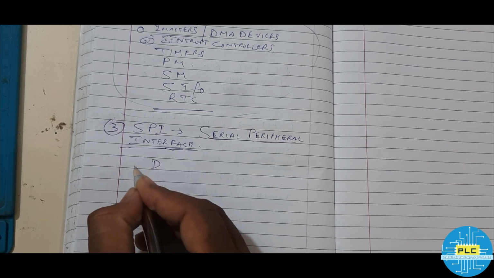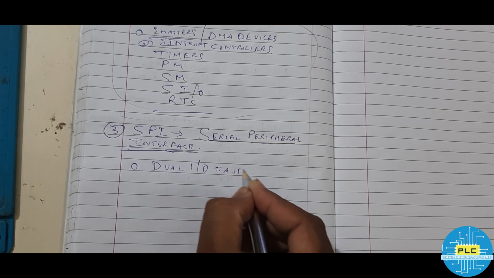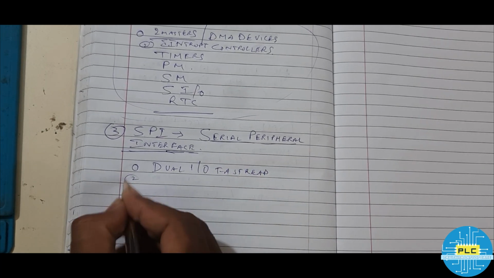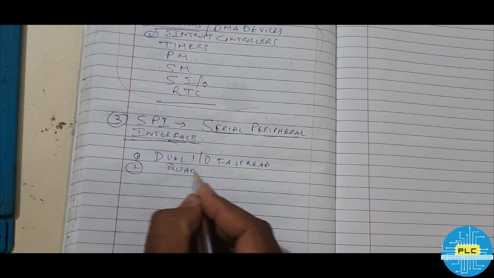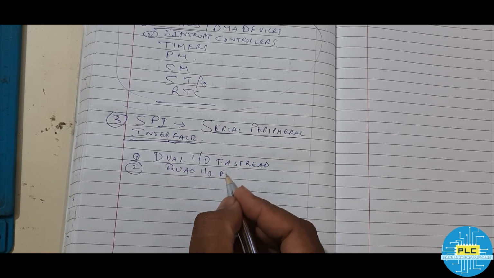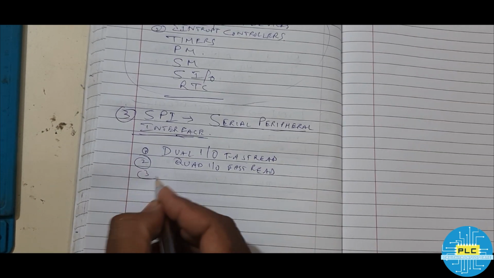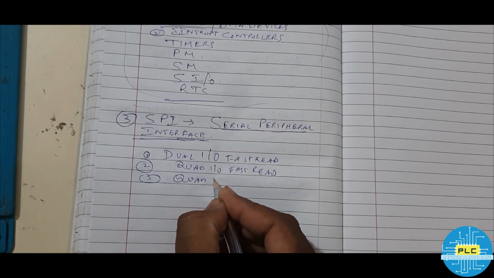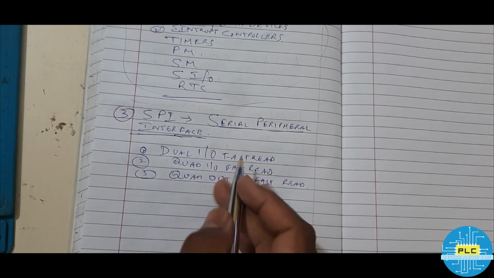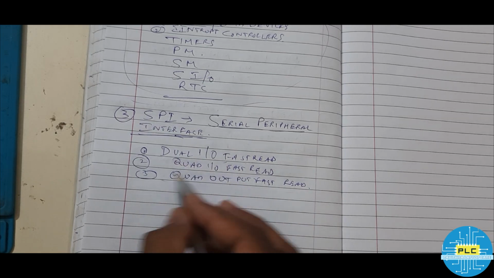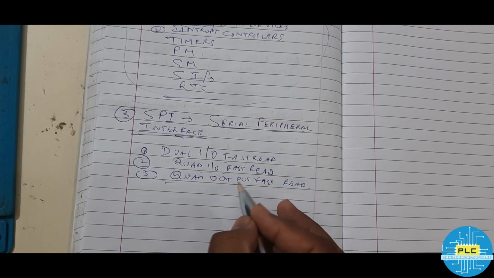One is dual IO fast read. Second is quad IO fast read. Third is quad output fast read. Just remember what will come in SPI: dual input output fast read, quad input output fast read, and quad output fast read.